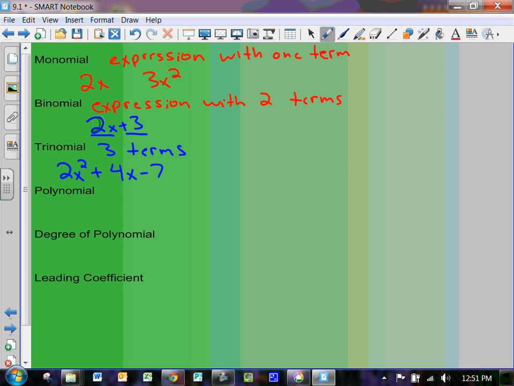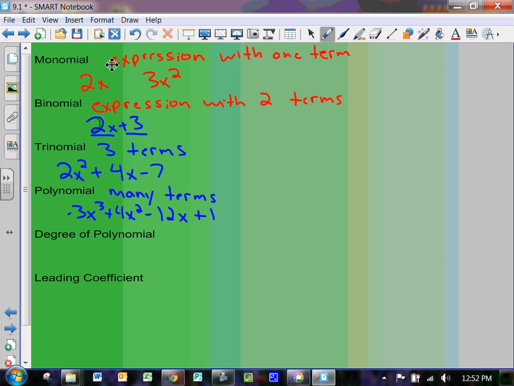And poly means many, so this has many terms. It could be something like negative 3x to the third plus 4x squared minus 12x plus 1. An example of a polynomial. Now, one thing to really note here is that a binomial and a trinomial are also polynomials. Poly means many, so as long as you have 2, 3, 4, up to 10 terms, it's considered a polynomial. However, a monomial is not considered a polynomial. The reason for that is many. Mono means one. One is not many. So that's the way that goes.